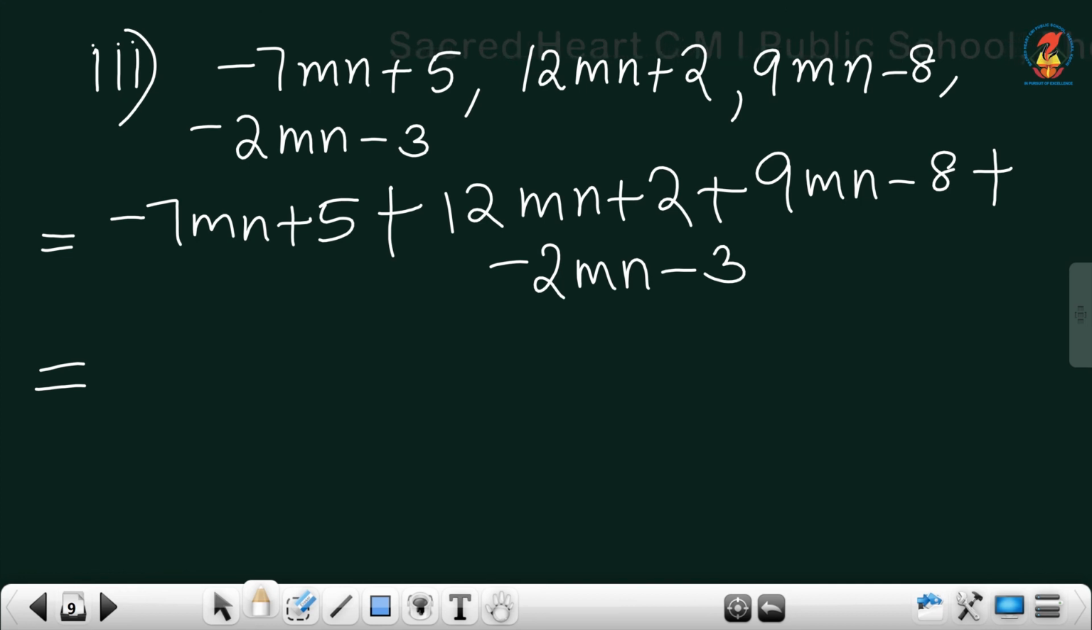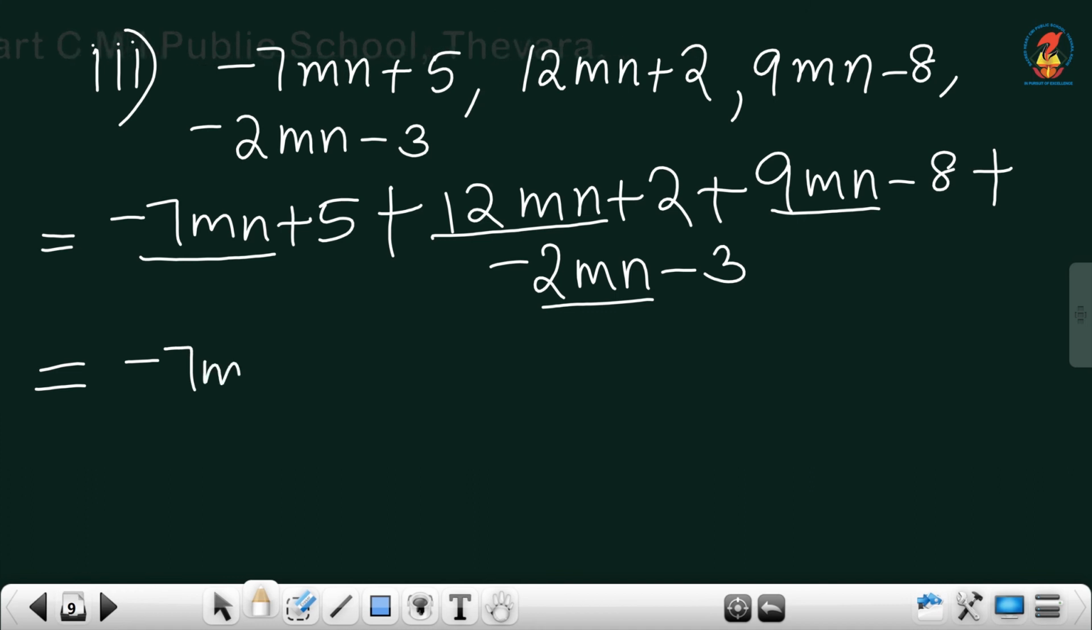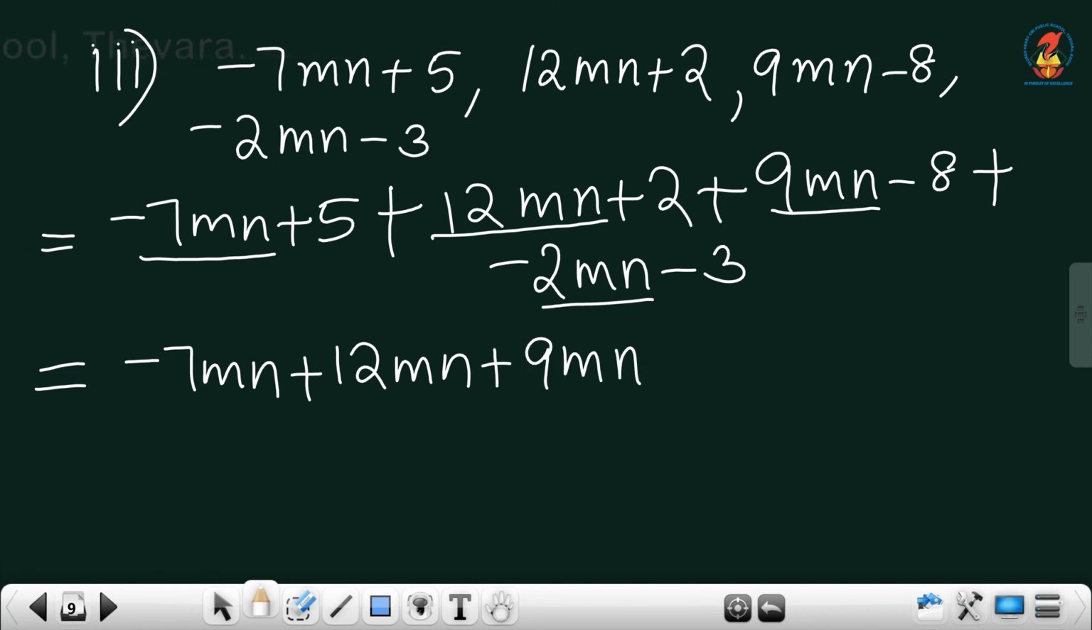Group the like terms. That means mn. Which all terms having mn here? This is mn, this is mn, this is mn and this is mn. So, take the like terms together. Negative 7mn plus 12mn plus 9mn minus 2mn. Then remaining terms. Which are the remaining terms? Constants are there. Here 5, here 2, negative 8 and negative 3.